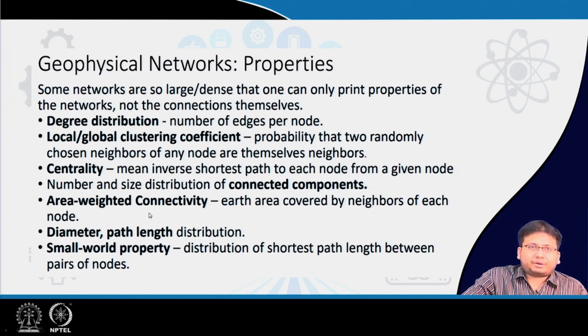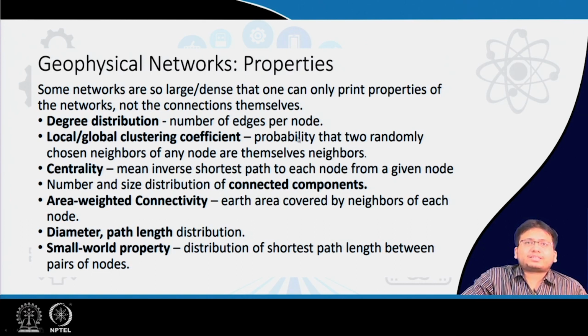Then there are other things like area weighted connectivity, diameter, and so on. And an interesting property of networks is the small world property, which concerns the distribution of the shortest path lengths between pairs of nodes. A small world network is one where the number of nodes may be very high, but if you choose any two nodes at random, the length of the shortest path between them, or the minimum number of hops required to go from one node to another, will not be more than a small number, let us say 3 or 4 or something like that. So that is called a small world property.